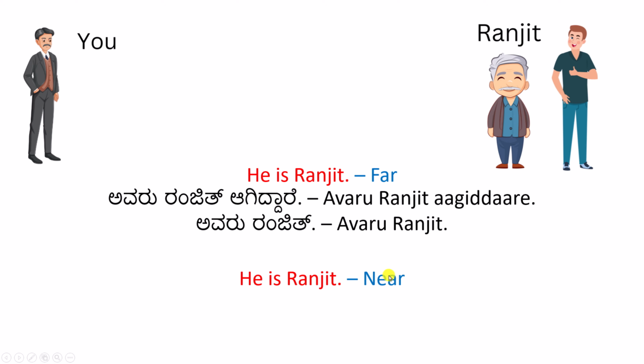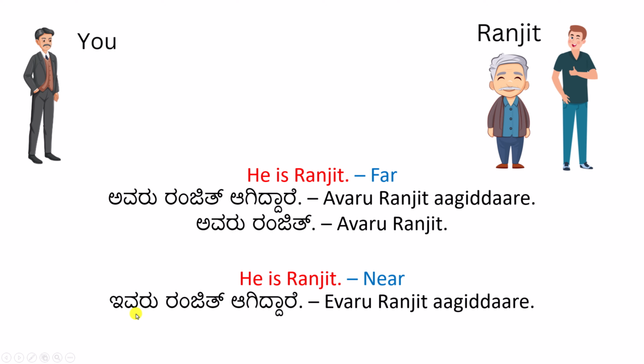When Ranjit is near you, you would have to say Ivaru Ranjit ಆಗಿದ್ದಾರೆ. Ivaru is he with respect when the person is near you. This sentence would eventually reduce to Ivaru Ranjit. Alright? Next.